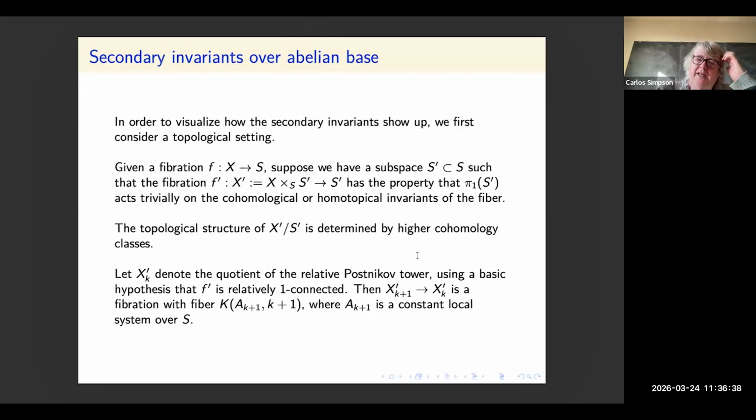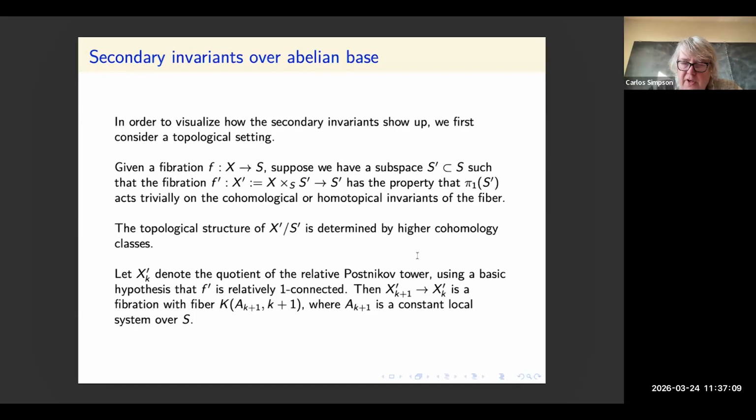But now it doesn't follow that X prime over S prime is actually trivial. Typically here S prime is going to be a torus. So if you have a family of spaces over a torus, the fact that the monodromy is trivial along the loops in the torus does not imply that it's a trivial fibration. And so we can look at this using the Postnikov tower. You can calculate that there are going to be other invariants in the Postnikov tower.